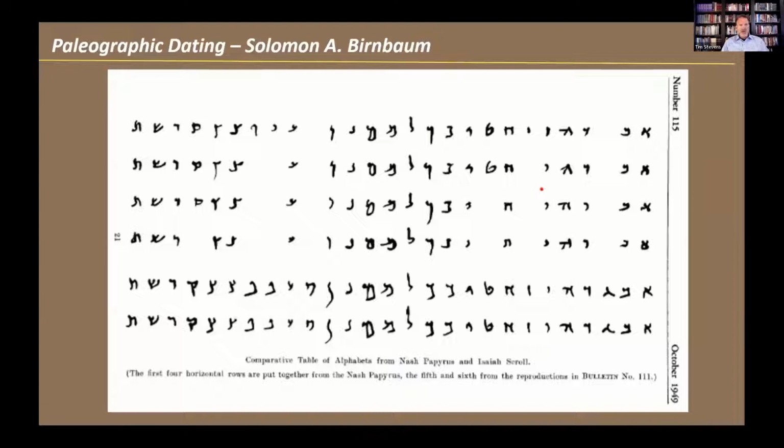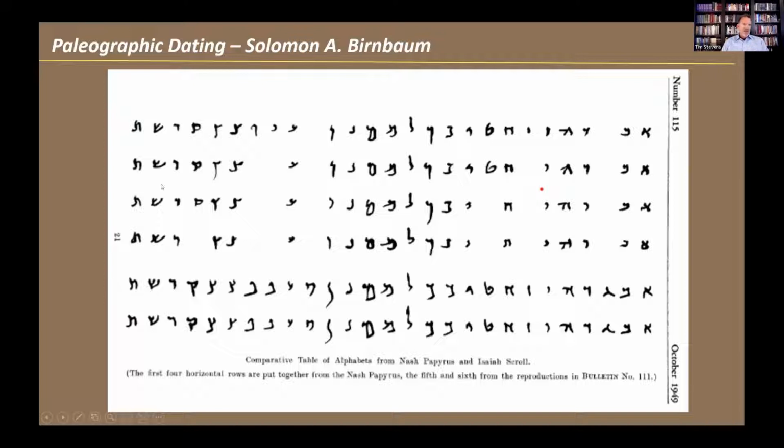And here's some of the work that he published when he did this analysis. And we can actually kind of see a lot of similarities and some differences. The first 4 rows are from the Nash Papyrus. And the bottom 2 are from a facsimile of the Great Isaiah Scroll.